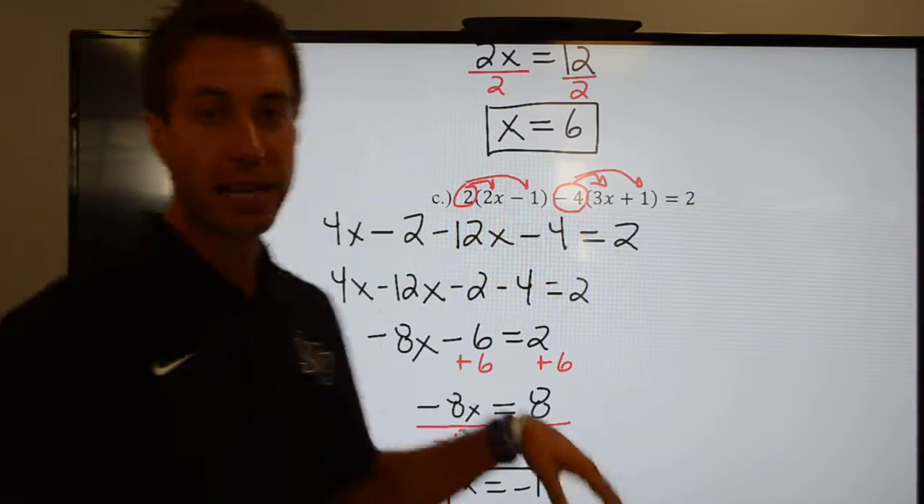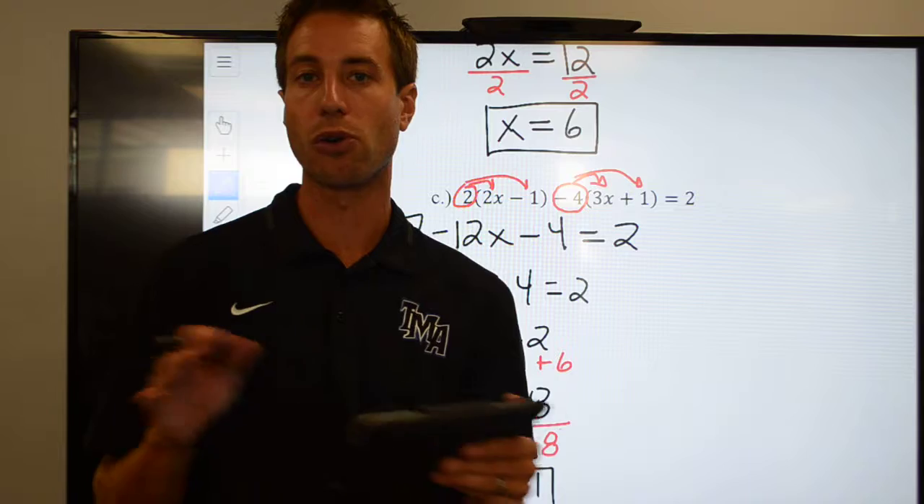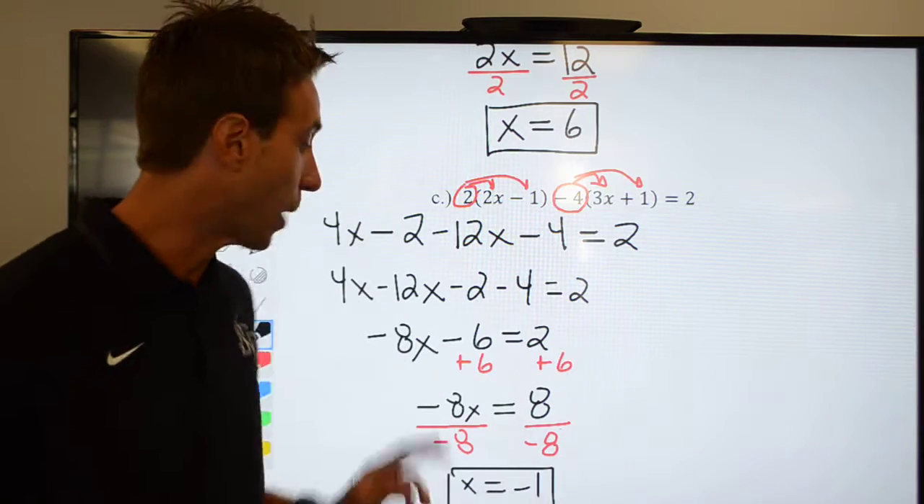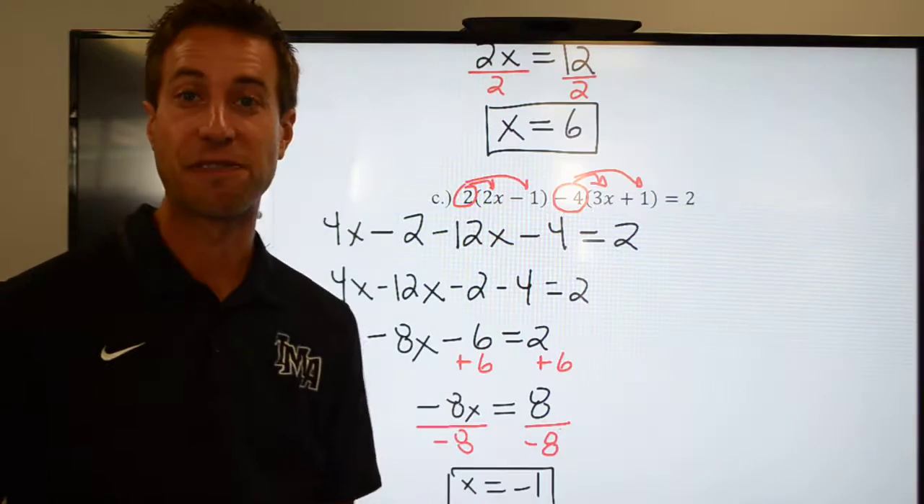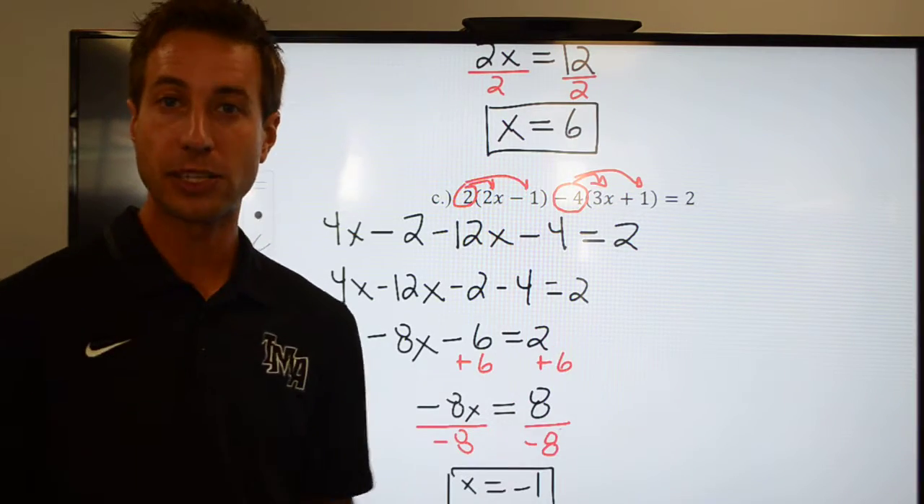Slightly more complicated problem. Certainly involved a lot more steps, but still using the properties of equality from the previous page of the notes in order to isolate your variable and find its value. That takes care of this page of the notes. Head on over to the next page. I'll meet you there.